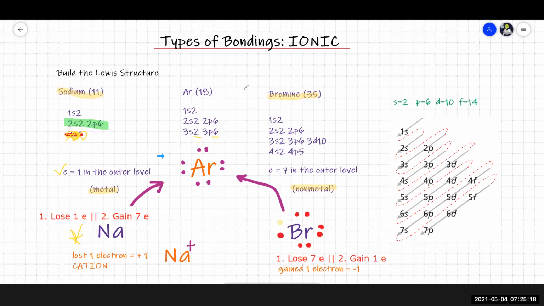So this type of bonding in chemistry, when you have a metal combined with a non-metal, is called ionic. And the reason that this bonding exists is that the elements want to look like noble gases.